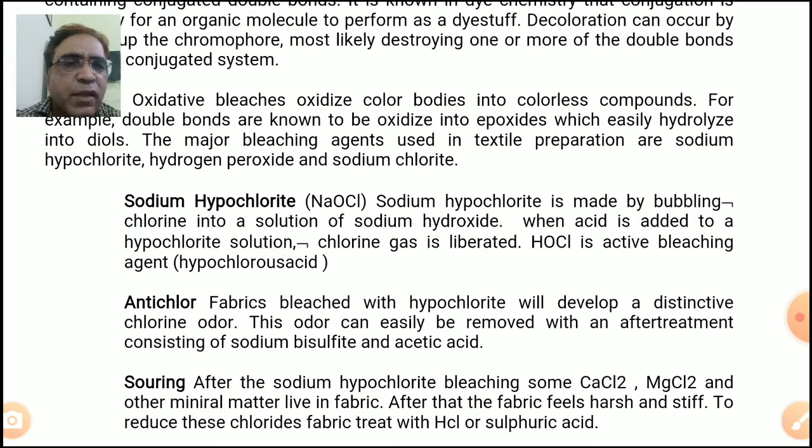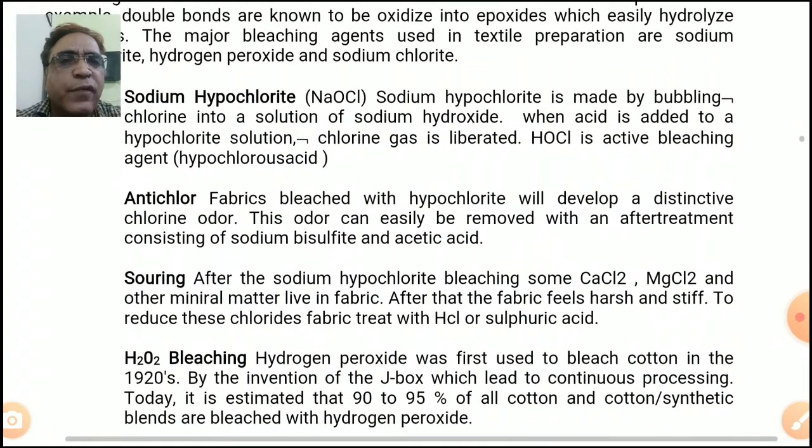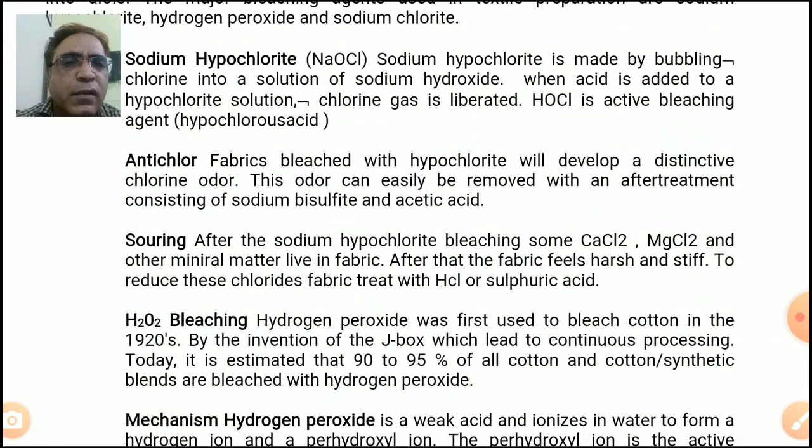After the hypochlorite treatment, there is one problem: we get a chlorine smell from the fabric. So the fabric gives off a chlorine smell, for which we have to give an anti-chlor treatment. The anti-chlor treatment is given after the sodium hypochlorite bleaching. How is it done? It is done with the help of sodium bisulfite, which is a reducing agent, and acetic acid. By that we give the anti-chlor treatment after the sodium hypochlorite treatment.